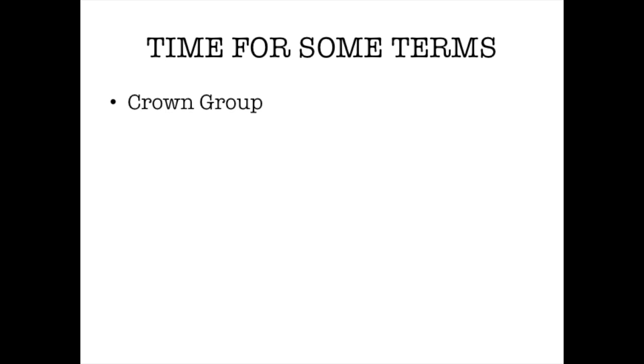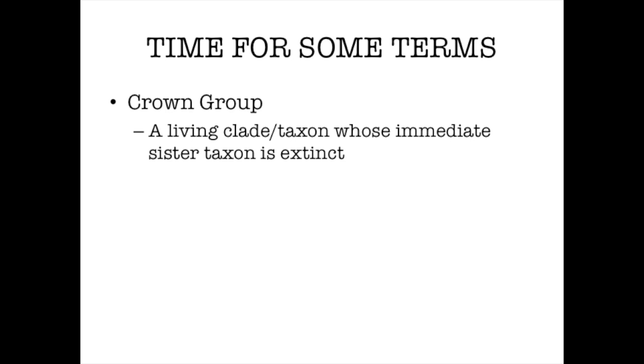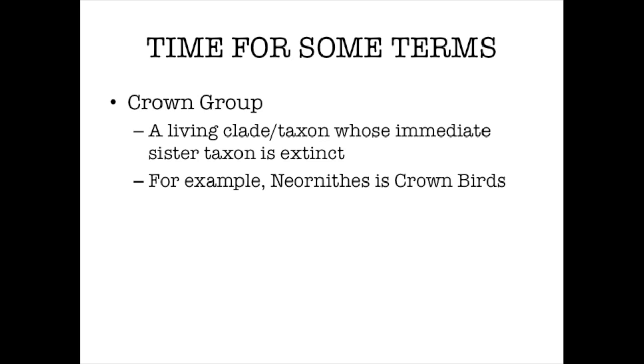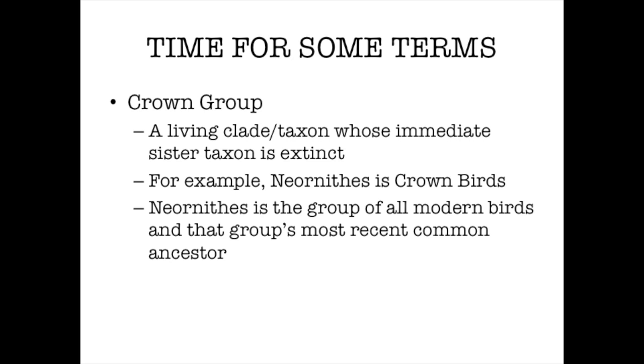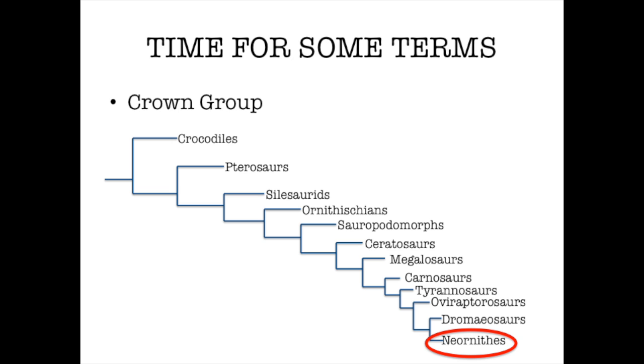Now, a crown group is a clade or a taxon whose immediate sister taxon is extinct. For example, Neornithes is crown birds. It's the group of all birds that are alive today and their most recent common ancestor. As you can see here, all things most closely related to birds are extinct.